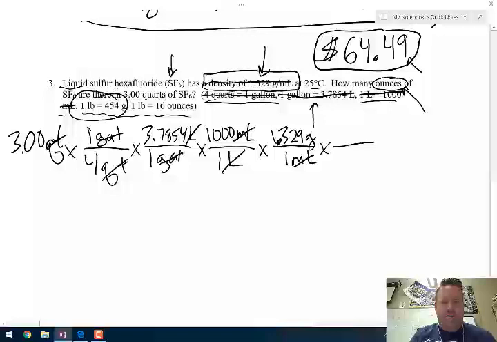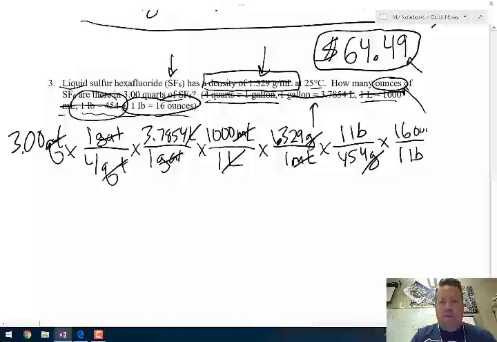Here's another conversion with grams in it: 454 grams equals 1 pound. Grams cancel. And then my last step, because I've got pounds on top, here's my last conversion: 1 pound is equal to 16 ounces. So pounds cancel. I know that I have it set up correctly because everything cancels except for what they're asking me for.